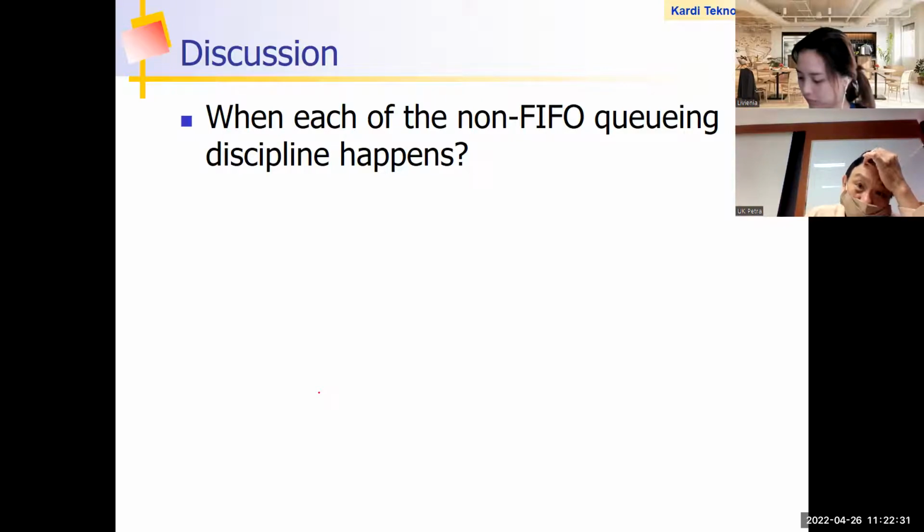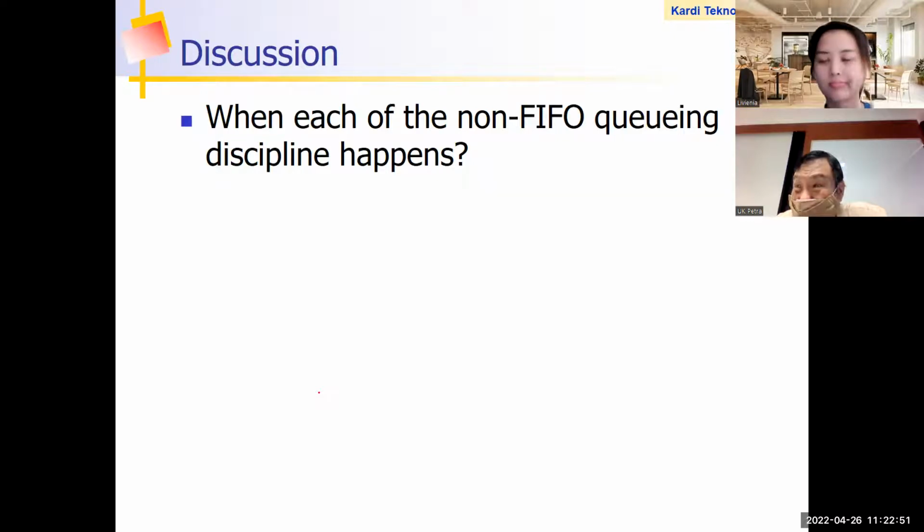I just discussed when non-FIFO queuing happens. Have you ever seen non-FIFO aside from what I discussed a while ago? Non first in, first out. In the exam, is it FIFO or not? No, right? It's non-FIFO. You first in does not mean you go out first.